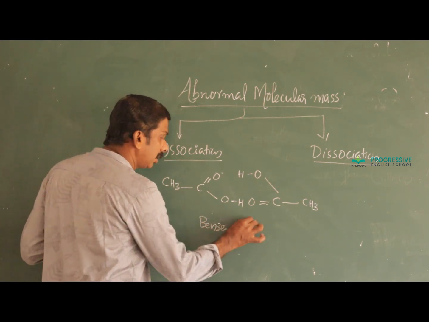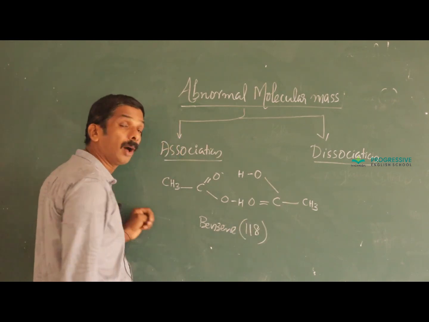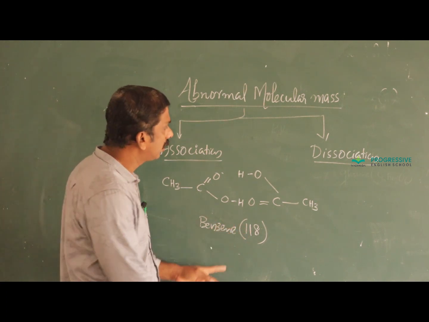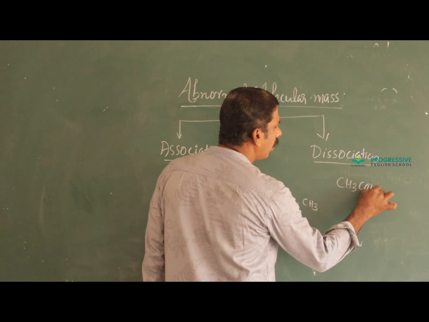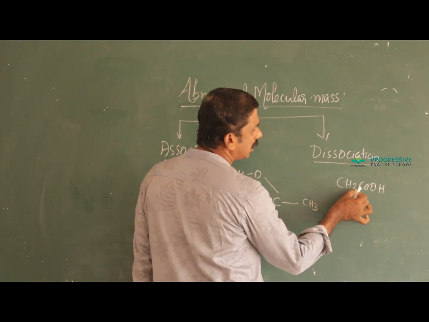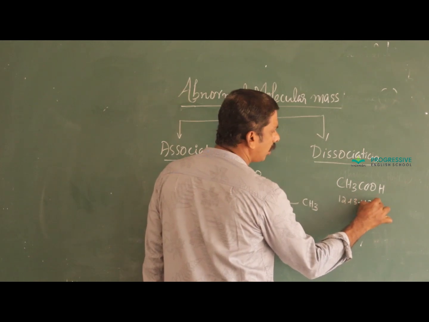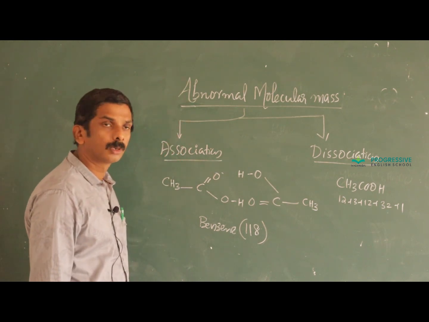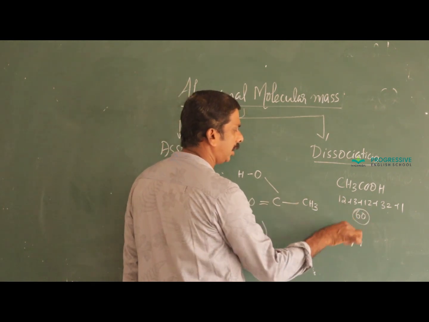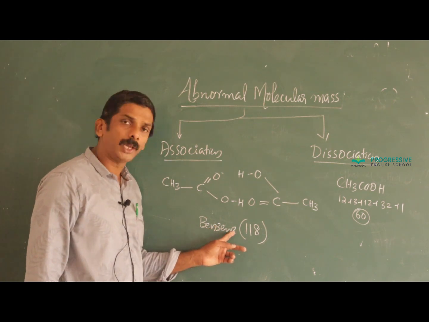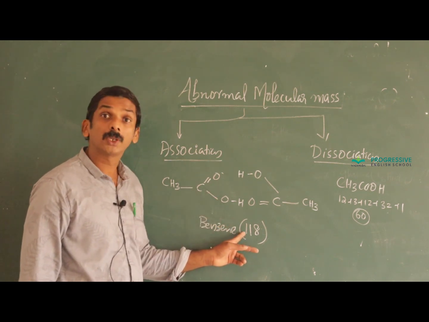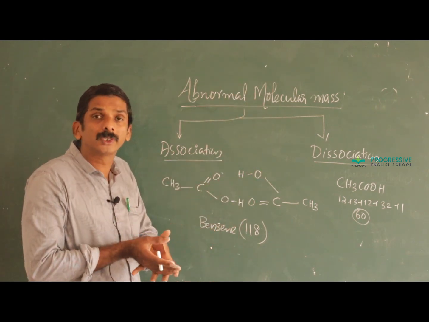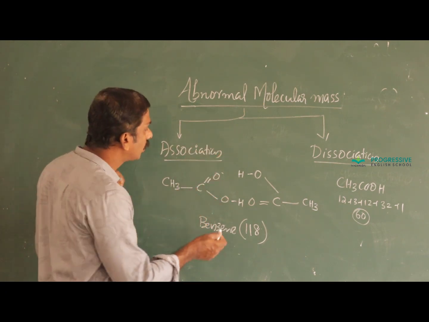Acetic acid in benzene shows a molecular mass of 118. Is it the actual molecular mass of ethanoic acid? What is the formula? CH3COOH. That is 12 plus 3 plus 12 plus 32 plus 1, that is 60. Actual molecular mass is 60, but in benzene, ethanoic acid shows a molecular mass of 118. That is why it is called abnormal molecular mass.